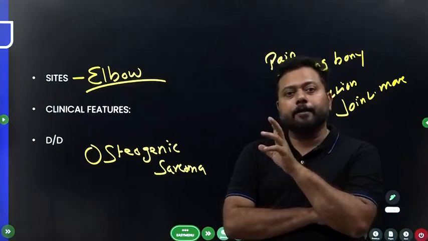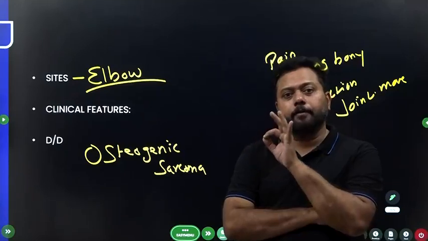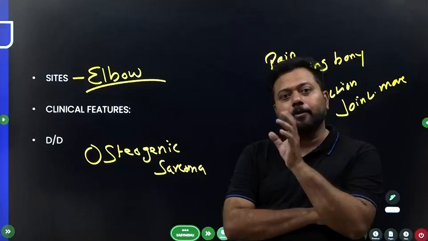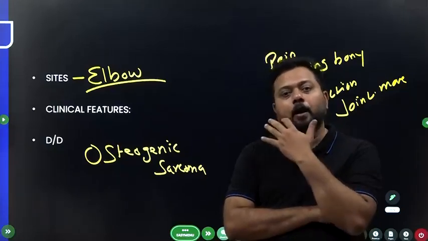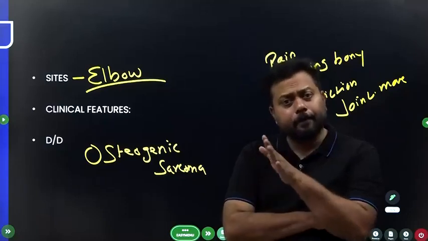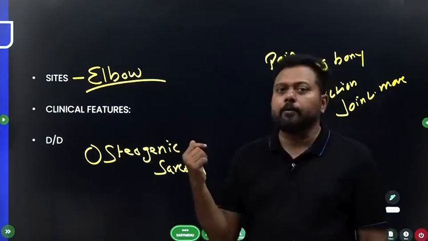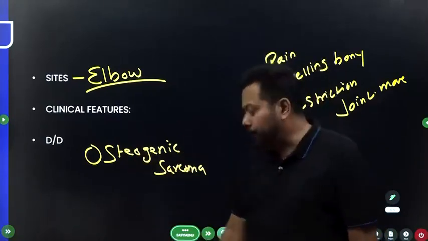Radiologically, when you take an X-ray, what happens? What are the structures that are involved in myositis ossificans? Muscle, tendon, fascia, periosteum. So periosteum is involved, so it causes a periosteal reaction. Elevation of periosteum happens in myositis ossificans. In osteogenic sarcoma, the finding is periosteal elevation, which is called Codman's triangle. Again, I'll teach you when I come to the osteogenic sarcoma topic. I'll touch this point again. So that is the main differential diagnosis.